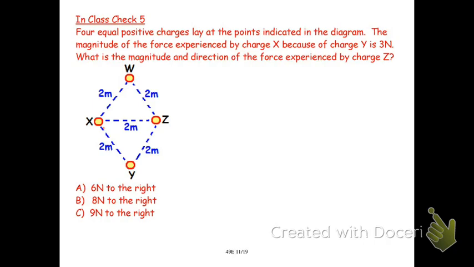So we have 4 charges. They're all positive. It says 4 equal positive charges lying at the points in the diagram. The magnitude of the force experienced by charge X because of charge Y is 3 newtons. There's charge Y, there's charge X. They're all positive. So will this be an attractive force or a repulsive force? It's going to be repulsive because they're all positive. And it says, oh look, that's 3 newtons. Okay, that's nice.